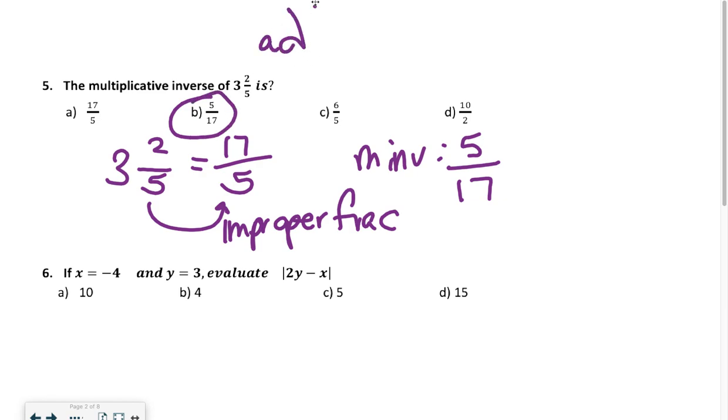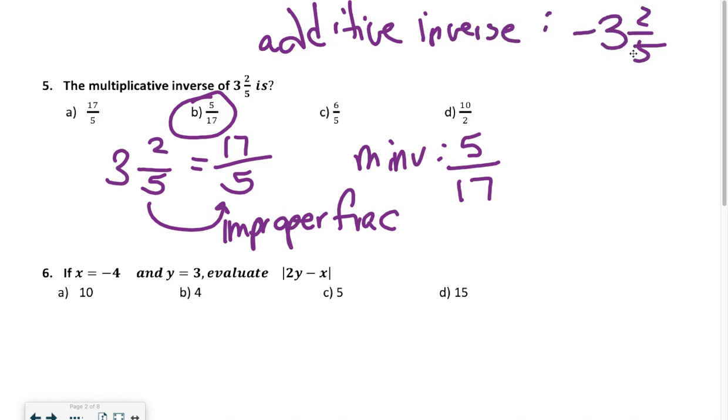Just to add on to this question, the additive inverse would just be to negate it. So that would be negative 3 and 2/5.